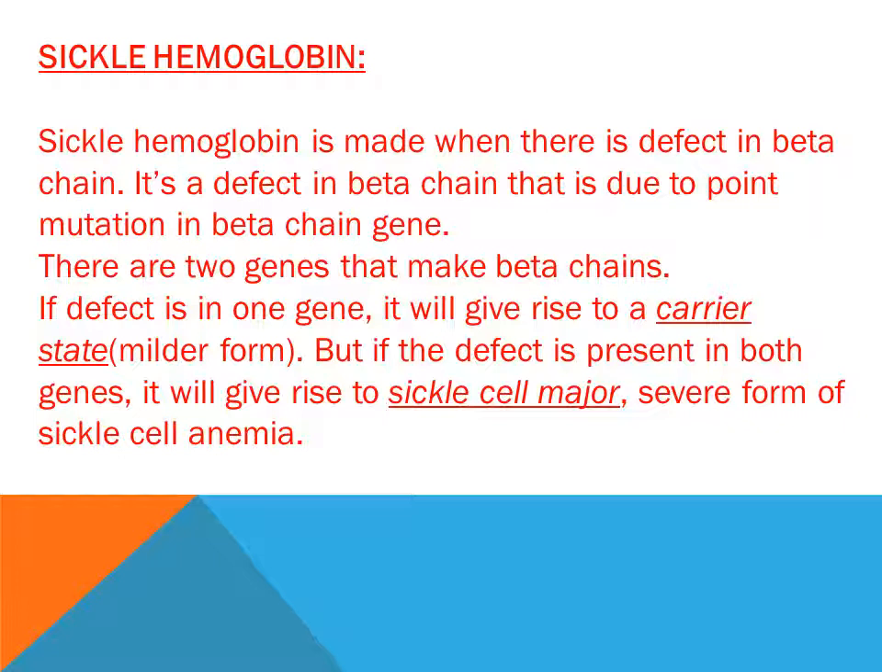There are 2 genes that are responsible for the beta chains. If the defect is only in one gene, it will give rise to a milder form of disease called the carrier state. But if the defect is in both genes, it will give rise to sickle cell major disease. And this form of disease is very severe and a very symptomatic form of sickle cell anemia.